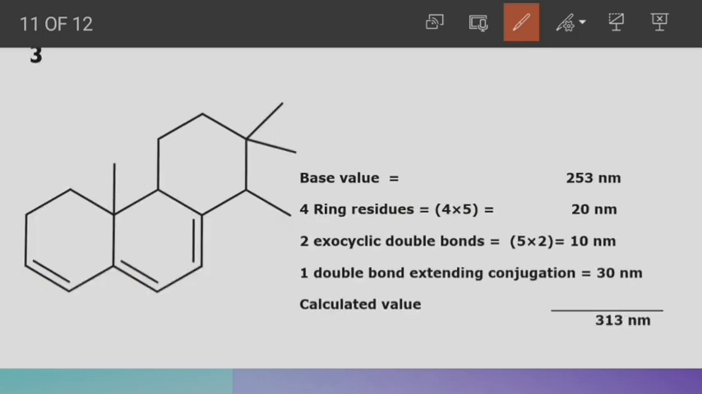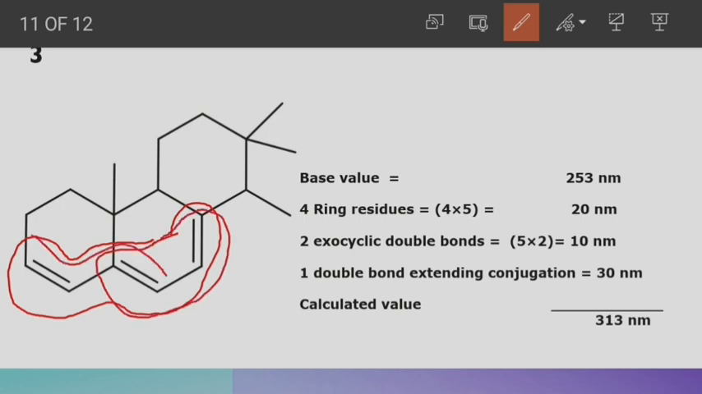Third example, if we mark our conjugate diene, so this is our conjugate diene, and this one is homoannular in nature and this one is heteroannular in nature. So for higher lambda max value, we have to choose the homoannular instead of heteroannular. So the base value of homoannular conjugate diene is 253 nanometer. Then we have to count the ring residues. So there are 1, 2, 3 and 4 ring residues present in this structure. So the calculated value is 20 nanometer for 4 ring residues.